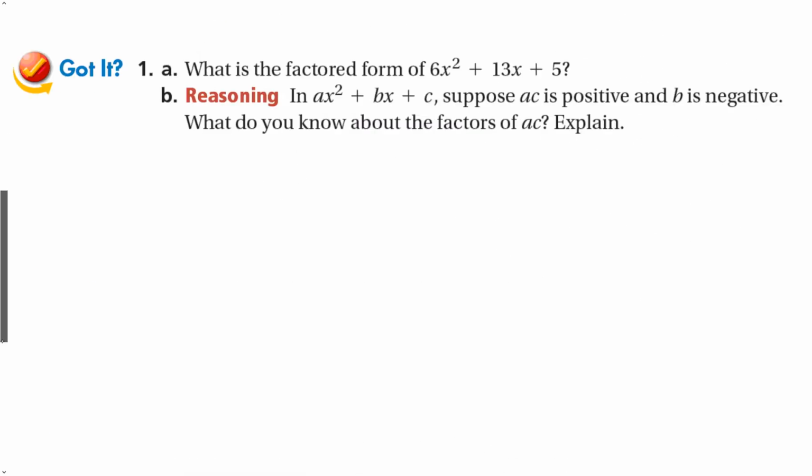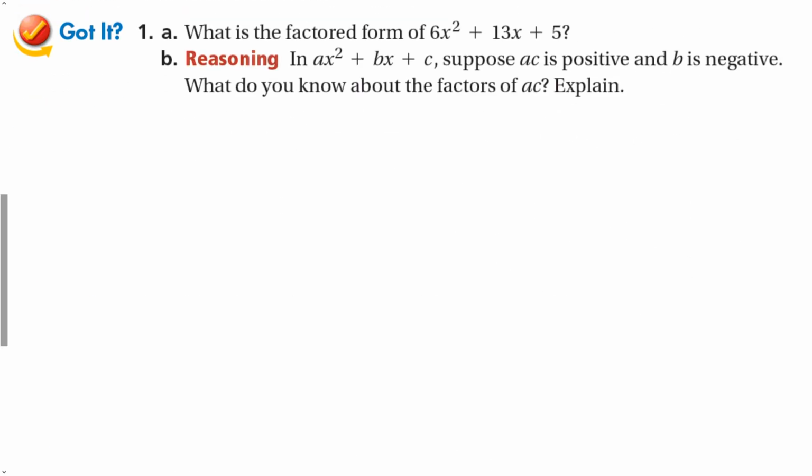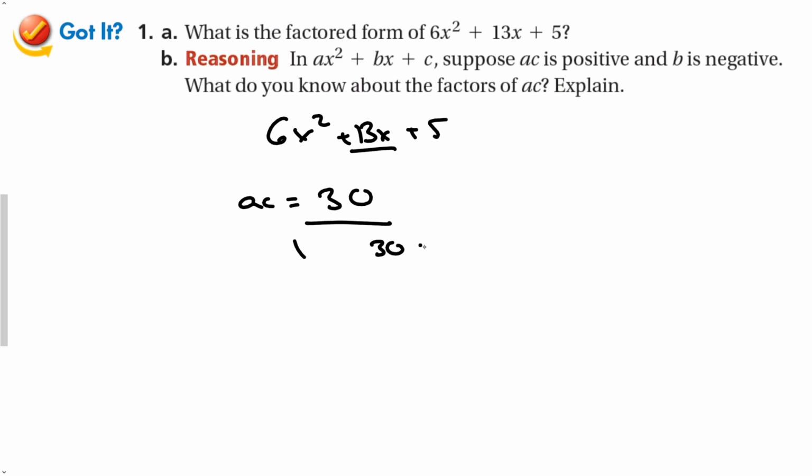Let's try a problem. Okay, so we have 6x squared plus 13x plus 5. So a times c is going to be 6 times 5, which is 30. Now I'm going to keep listing every factor of 30 until I find a factor pair that adds up to 13. Well, 1 and 30, when I add them up, I get 31.